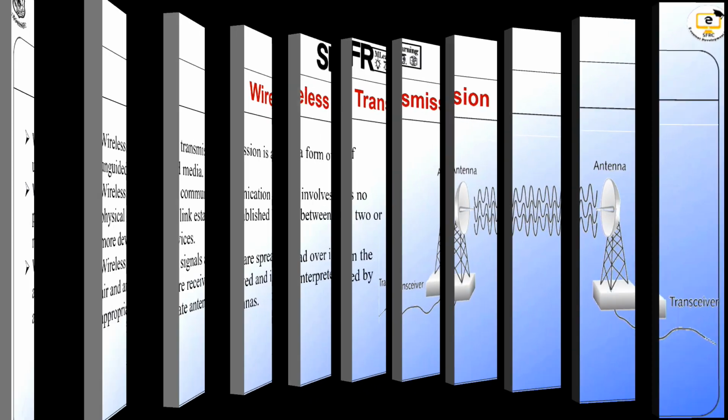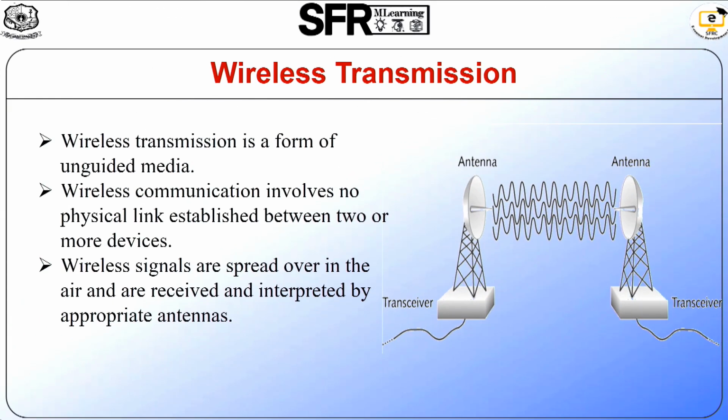Okay, let's go to the topic, wireless transmission. Nowadays, people need to be online all the time. They need to get their hits of data for their laptops, notebooks, smartwatches, etc. For this, we need wireless transmission. Wireless data transmission is also called unguided transmission or unbounded transmission. Wireless communication involves no physical link between devices. Wireless signals are spread over the air, which are received and interpreted by antennas.